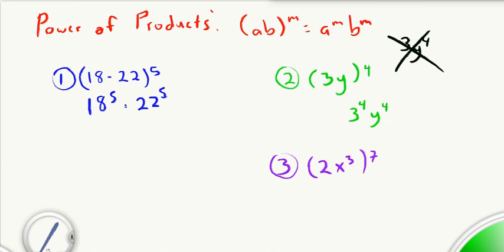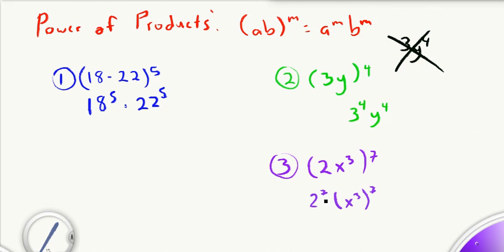Okay, and so now let's look at an example where we're going to combine both the power of products and the power of powers, okay? So if we were to actually do this out, show these steps, we would have 2 to the 7th. All right, let me get purple here. 2 to the 7th. And then we would have x to the 3rd to the 7th, right? So we're just multiplying it, so we'd have x to the 3rd to the 7th, okay?